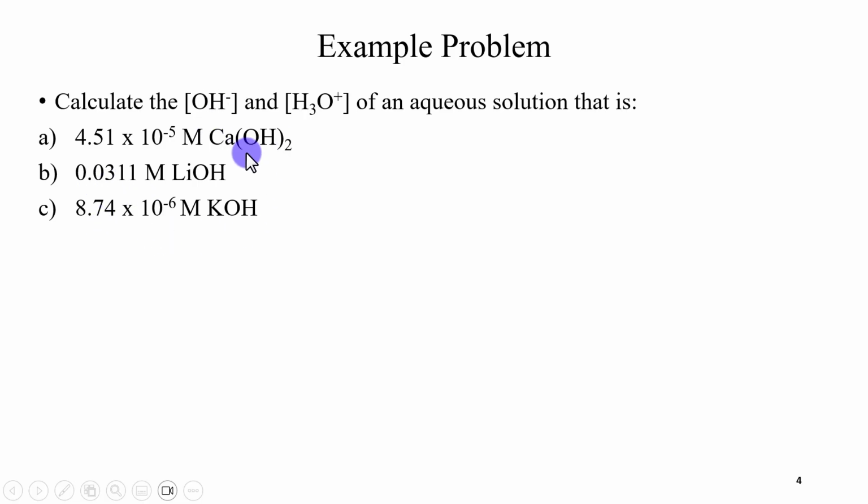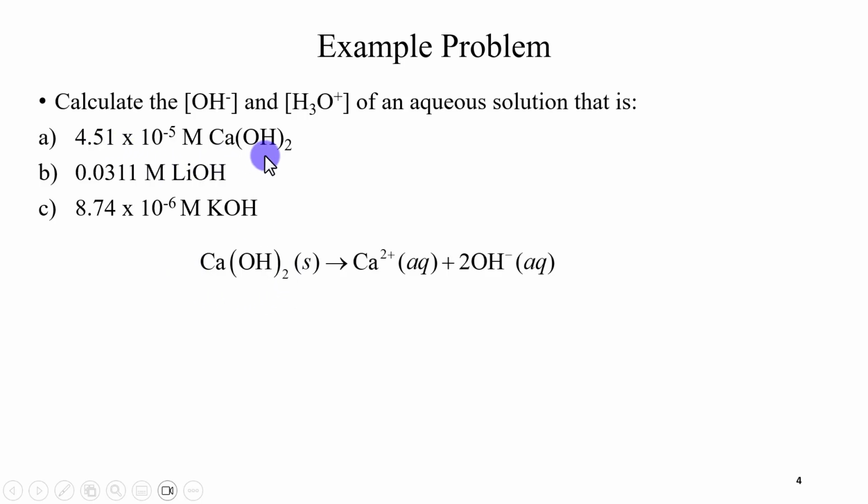But for this one, not quite, because we have twice as many OH as we do calcium hydroxide. So when we put calcium hydroxide into water, it's going to split like this. It's going to give me one calcium 2+ ion plus 2 OH- ions. It's a balanced reaction now. So to calculate the OH- concentration then, I have to take into account that I have twice as many OH- ions as I do calcium hydroxide molecules.